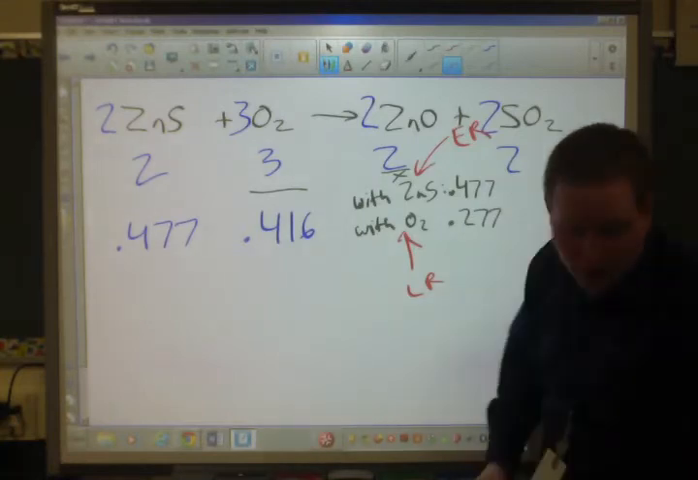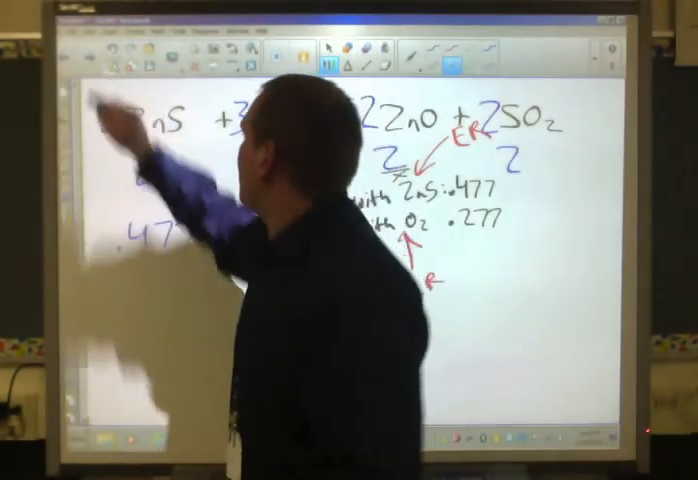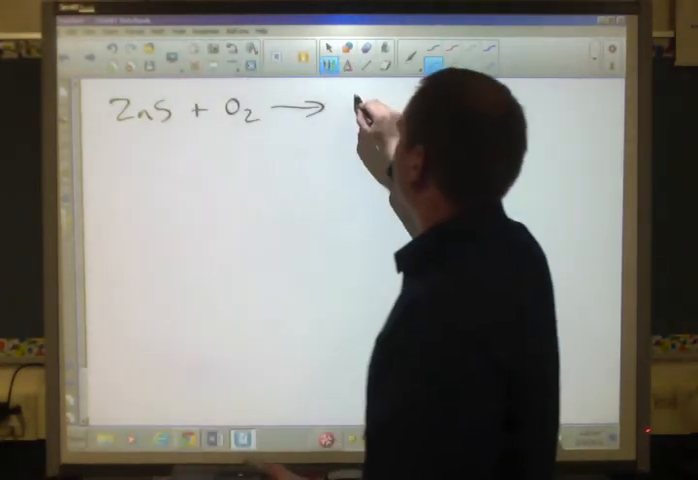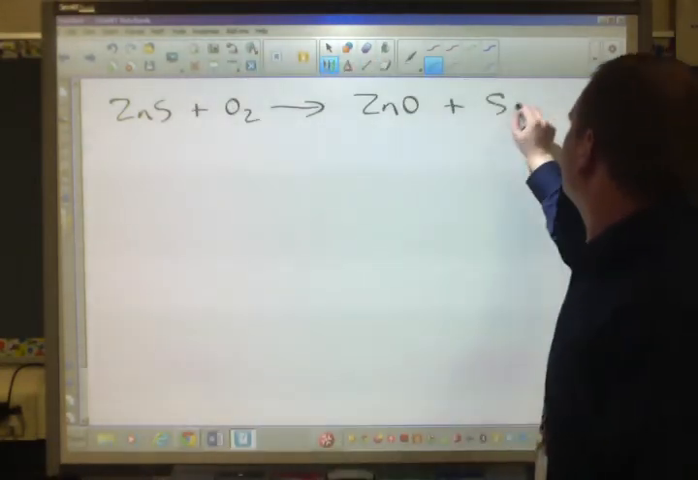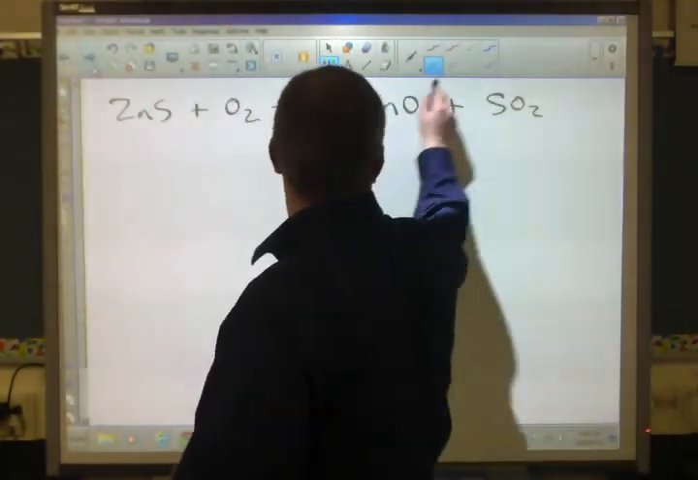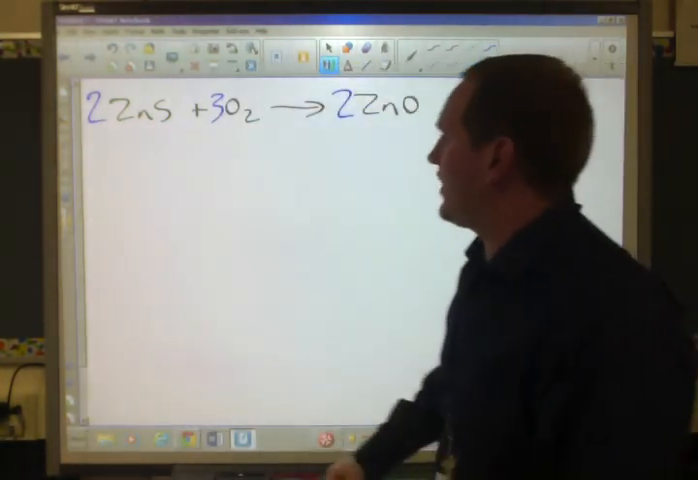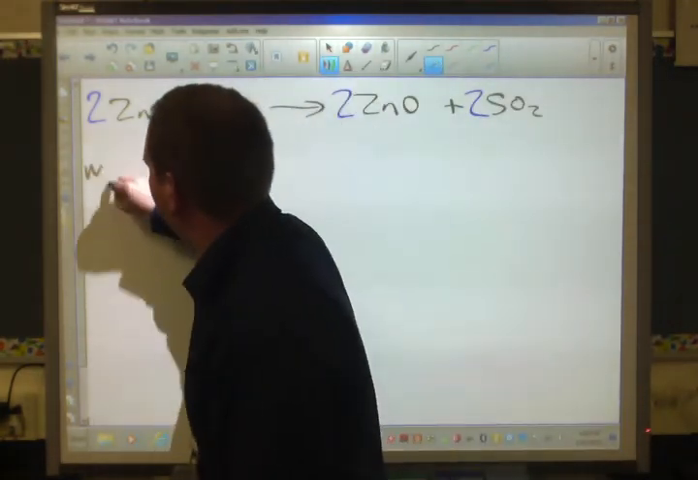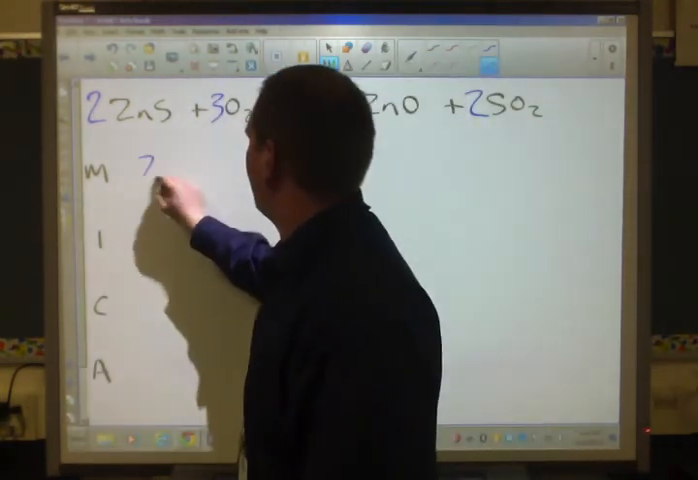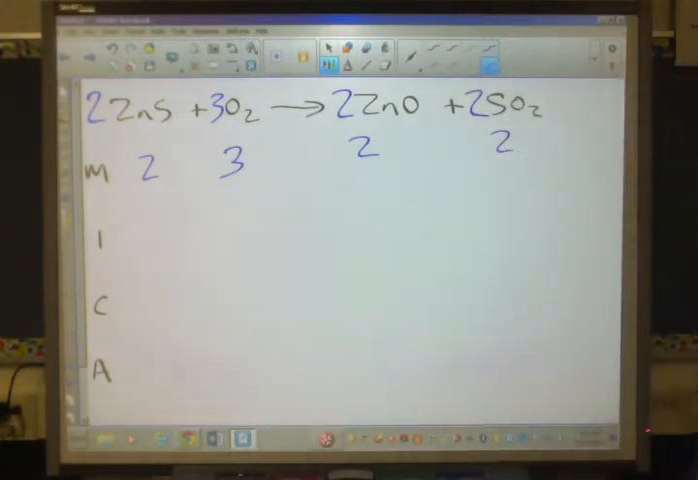All right, now we're going to complete the ICA table, and that's going to allow us to solve the rest of the problem. So I'm going to start by rewriting my formula. Zinc sulfide plus O2 yields zinc oxide plus sulfur dioxide. Let me rewrite my coefficients. 2, 3, 2, 2. The ICA table, I-C-A. This is my mole ratio. I'm just going to copy these down again. 2, 3, 2, 2.